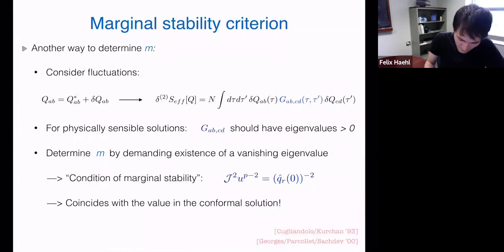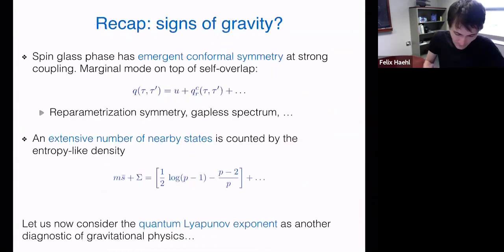Yeah, let me skip that. There's another way to think about m. Now, let's try to get back to gravity.